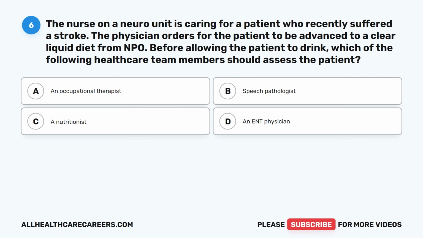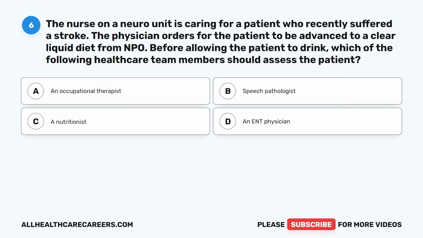Question 6. The nurse on a neuro unit is caring for a patient who recently suffered a stroke. The physician orders for the patient to be advanced to a clear liquid diet from NPO. Before allowing the patient to drink, which of the following healthcare team members should assess the patient?